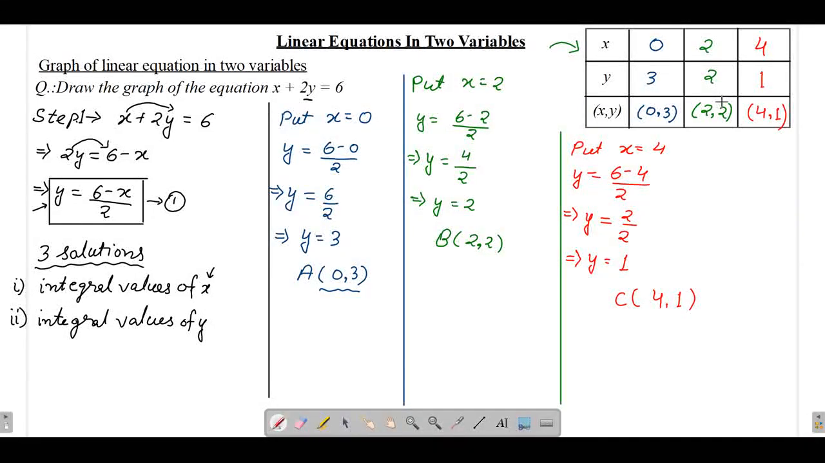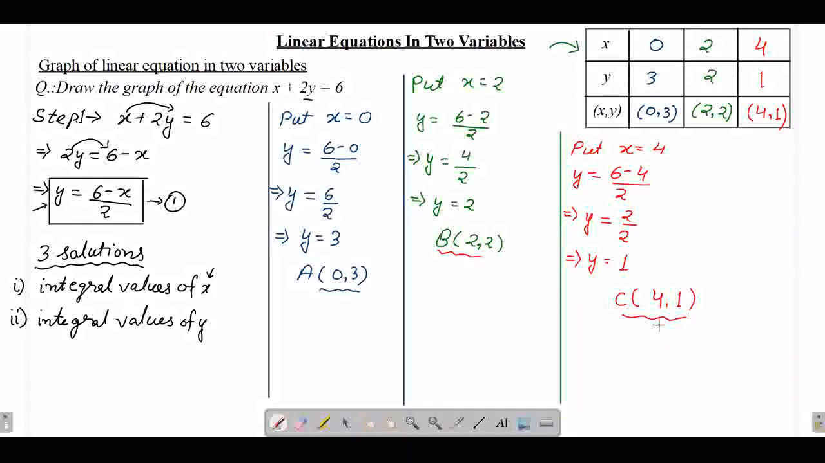Now we will draw two mutually perpendicular lines on a graph sheet. That means we will frame a Cartesian plane, and in that Cartesian plane we will plot all these 3 points which we have obtained, A, B and C. Then we will draw a line passing through all these 3 points. Make sure that the line is straight. It will automatically come out straight. Let us take a look at it.